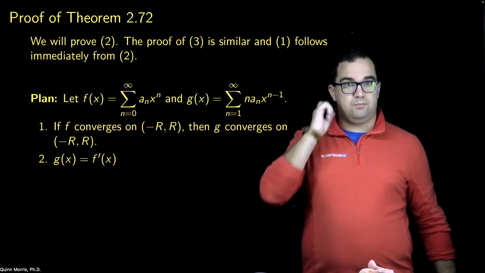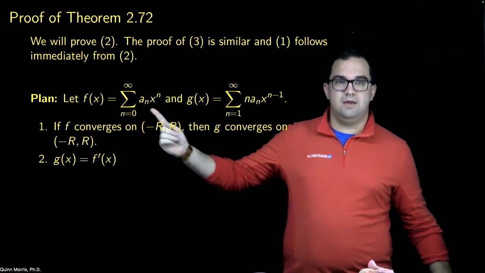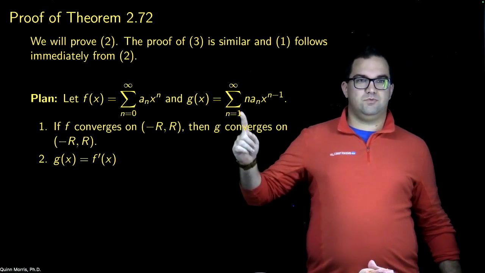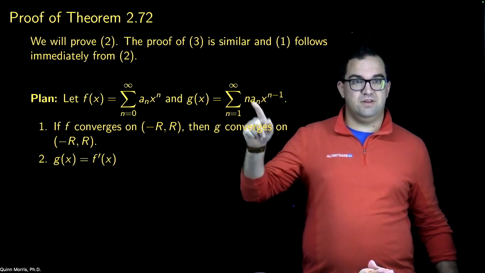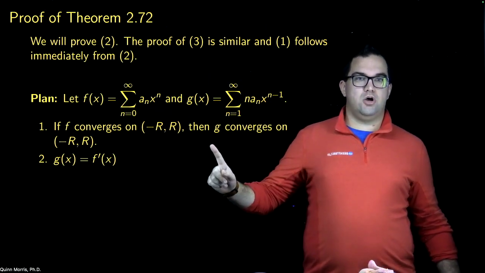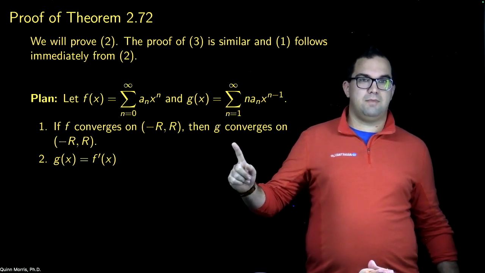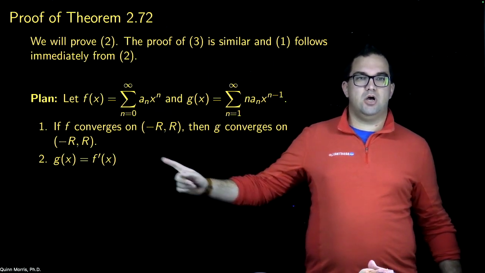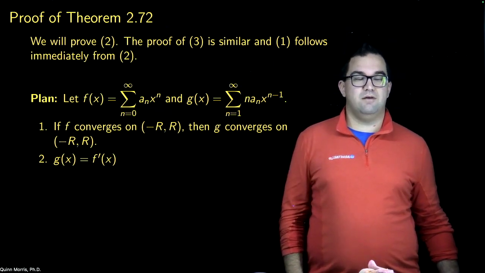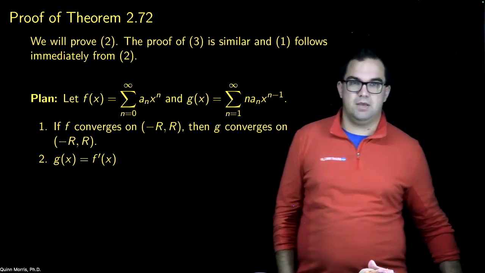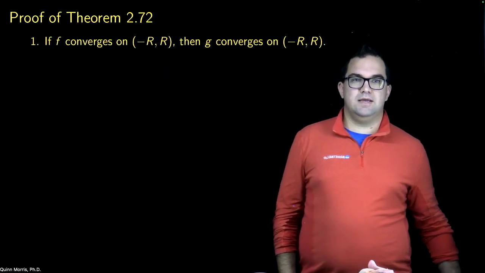Now, again, if we were going to prove 3, we would do this very similarly. We would leave f of x as this. We would rewrite g of x as the term-by-term antiderivative. We would show that if f converges on minus r to r, then g converges on minus r to r. And then we would show that g of x was the integral from 0 to x of f of t dt. All right, so let's set out to do this then.